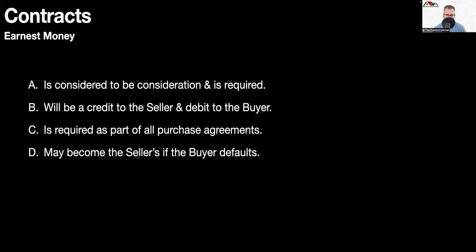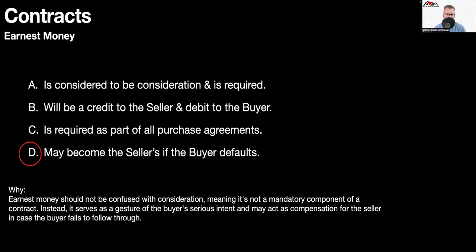Earnest money may become the seller's if the buyer defaults. Earnest money should not be confused with consideration, meaning it's not a mandatory component of the contract. Instead, it serves as a gesture of the buyer's serious intent and may act as compensation for the seller in case the buyer fails to follow through.